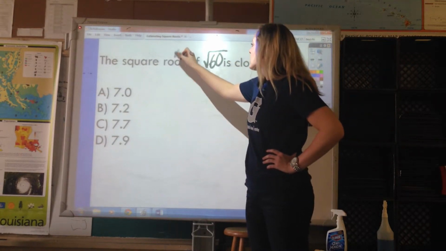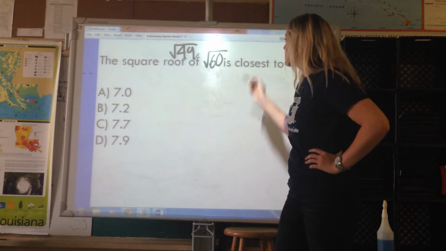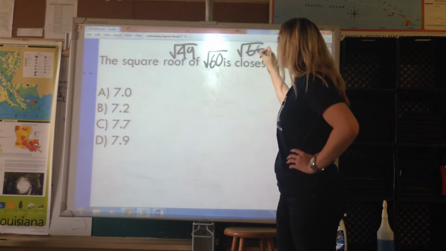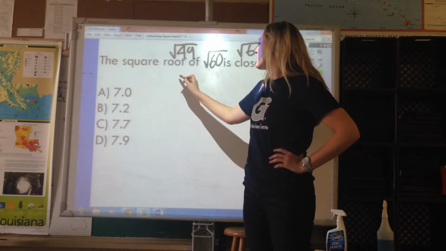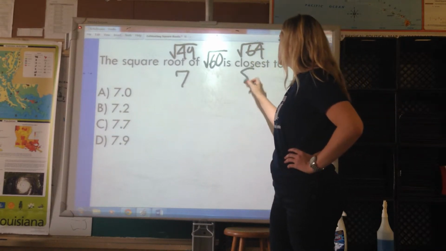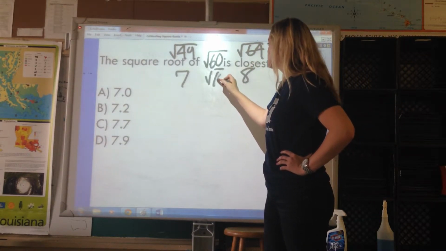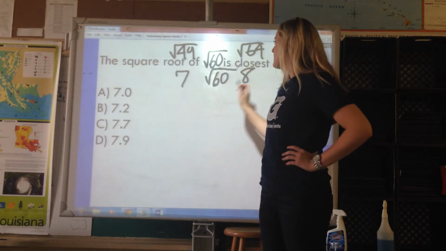I know that 49 is a perfect square, and that 64 is also a perfect square. And so I know the square root of 49 is 7. The square root of 64 is 8. So I know that the square root of 60 is going to fall somewhere between 7 and 8.